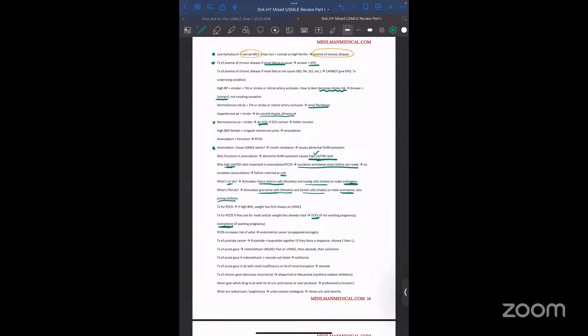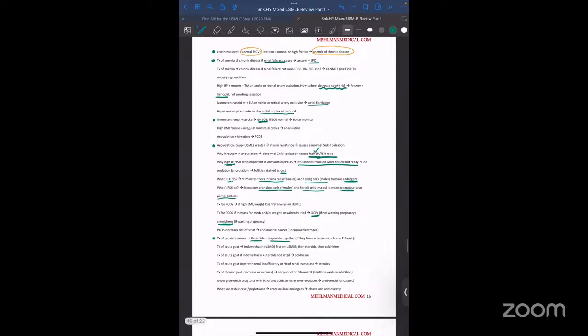PCOS increases risk of what? Endometrial cancer due to unopposed estrogen. What is the treatment next? What is the treatment of prostate cancer? It's flutamide plus leuprolide together. If they force a sequence, then choose flutamide first.